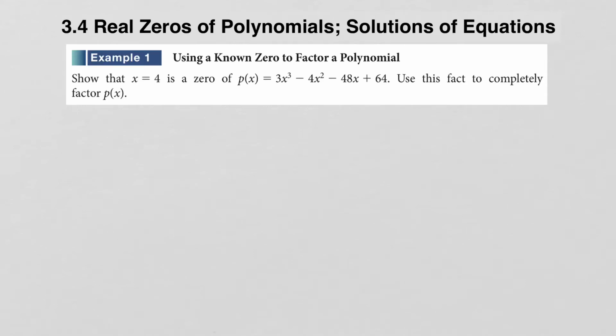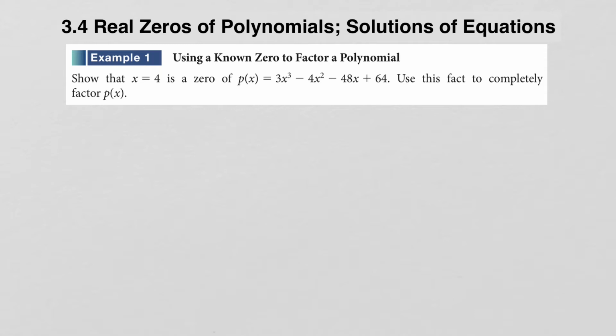In section 3.4, we look at real zeros of polynomials and solutions of equations. So in the first example, we want to use a known zero to factor a polynomial. It says to show that x equals 4 is a zero of this polynomial, and then use this fact to completely factor p of x.